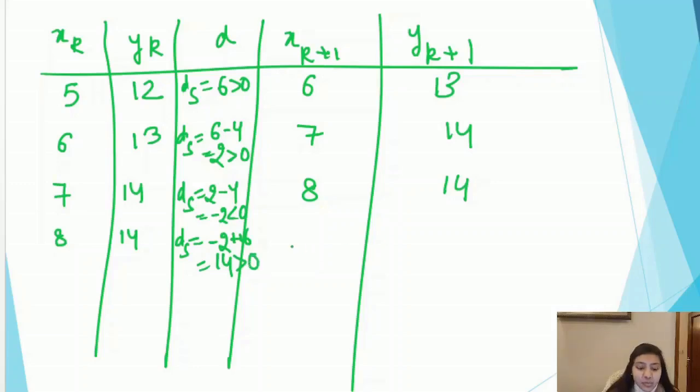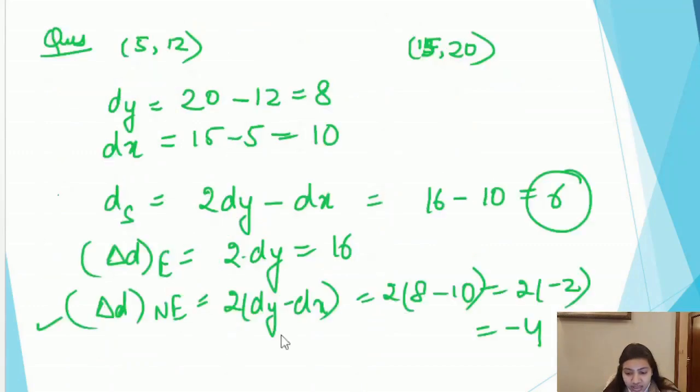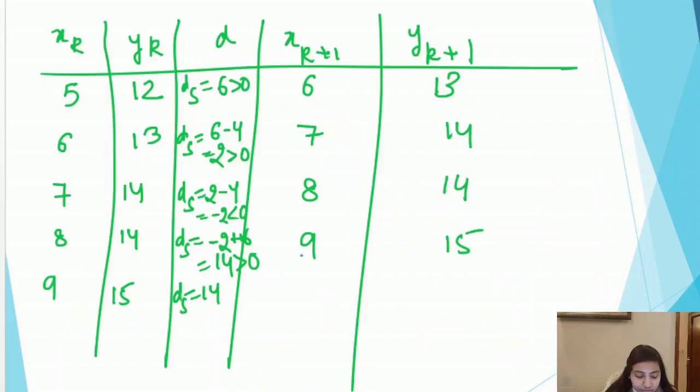So we will be choosing the northeast. That means x is also incremented and y is also incremented. Now this is 9, this is 15. Original d is 14. Since we have chosen the northeast, the change in d with respect to northeast is minus 4. This is 10. Again the value is greater than 0, so we will be choosing the northeast. x is incremented and y is also incremented.